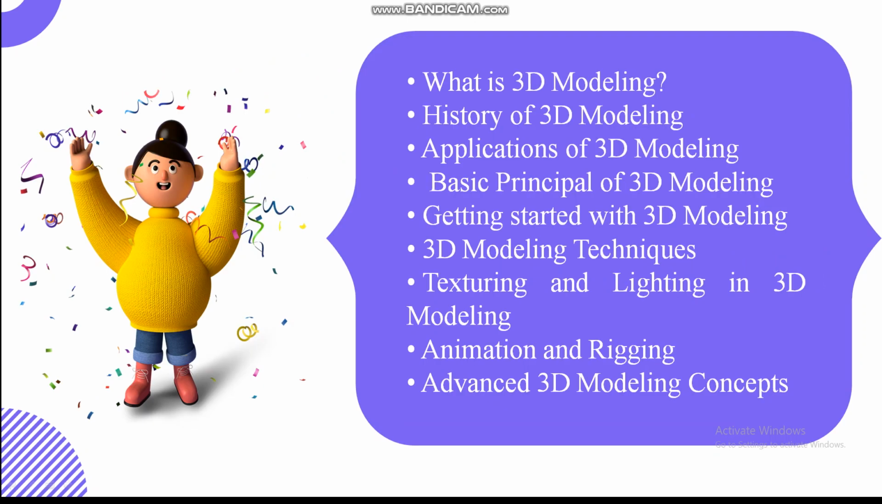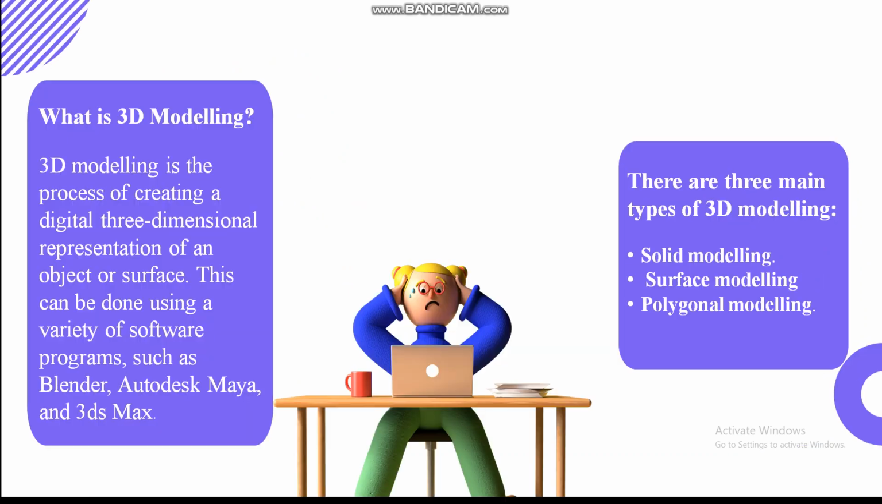Today we will be covering 3D modeling. Let's get started. So what is 3D modeling? 3D modeling is a process of creating digital three-dimensional representations of an object or surface. This can be done using a variety of software programs such as Blender, Autodesk Maya, and 3ds Max. There are three main types of 3D modeling. The first one is solid modeling, the second one is surface, and the last one is polygonal modeling.